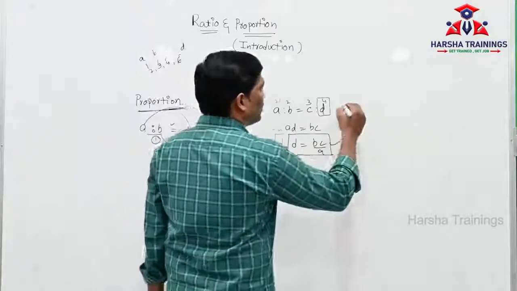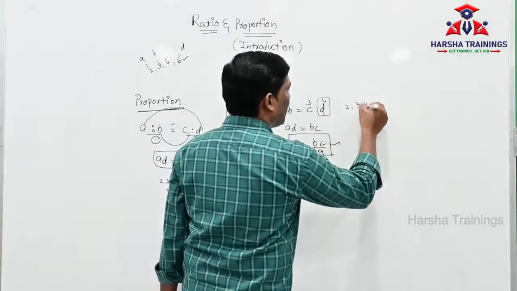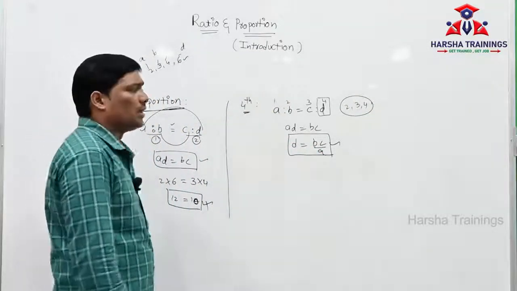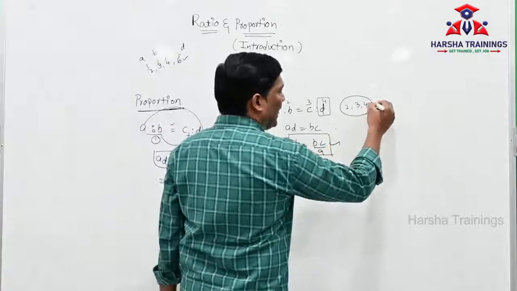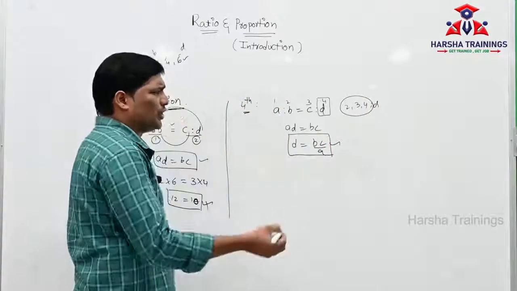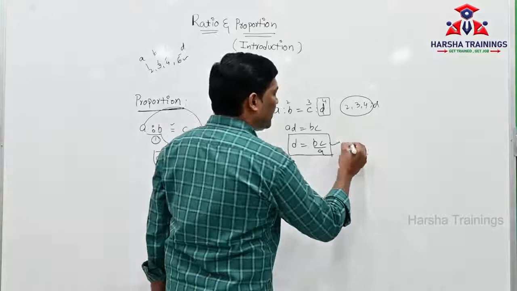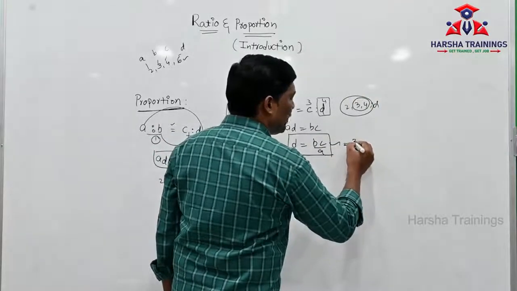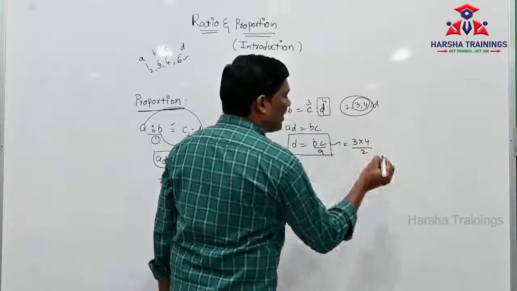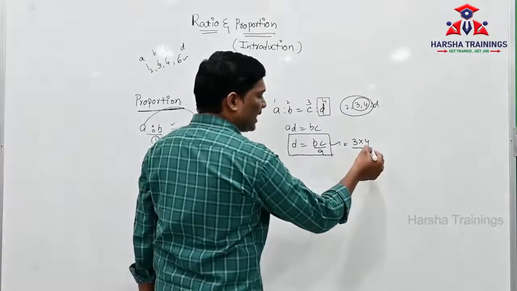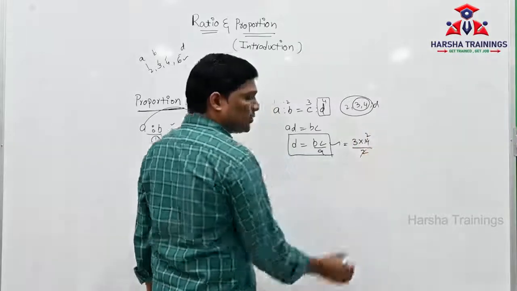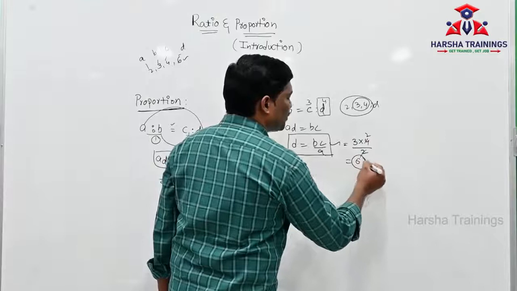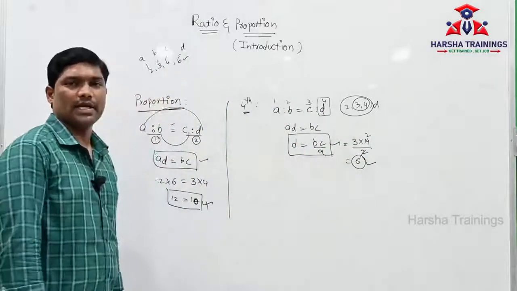For example, 2 comma 3 comma 4. Find out the fourth proportion. The fourth proportion we don't know, let it be D. What is the formula here? D is equal to BC by A. Here BC is 3 into 4, by A value, which is 2. Let me calculate. 2 1s are 2, 2 2s are 4. Next, 3 into 2 is 6. So the fourth proportion is 6. Is it clear, all of you?